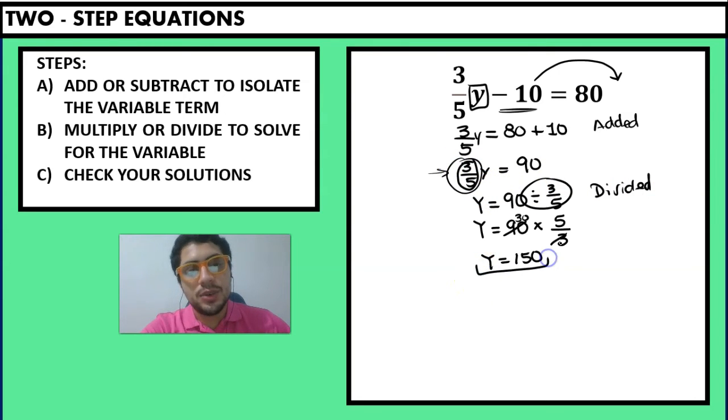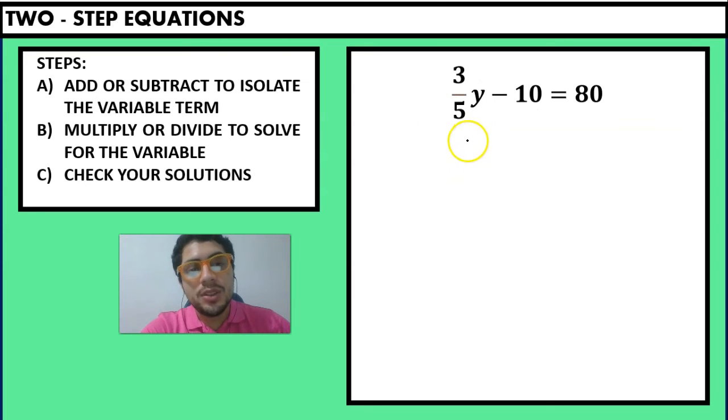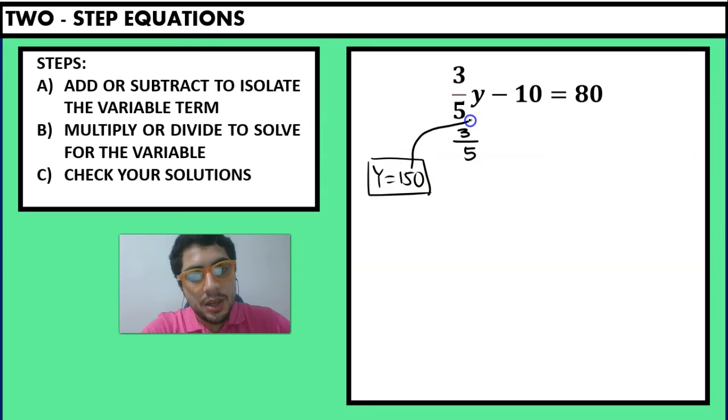Now that we have our answer, which is 150, we can actually check our results. I'm just going to do this for this one problem, but you know that you can do it for any problem. We know that y is equal to 150. But how do you know if your answer is correct? You're going to substitute in your variable: 3 divided by 5 times y, and you found out that y was 150, minus 10. And we're going to see if it is equal to 80.